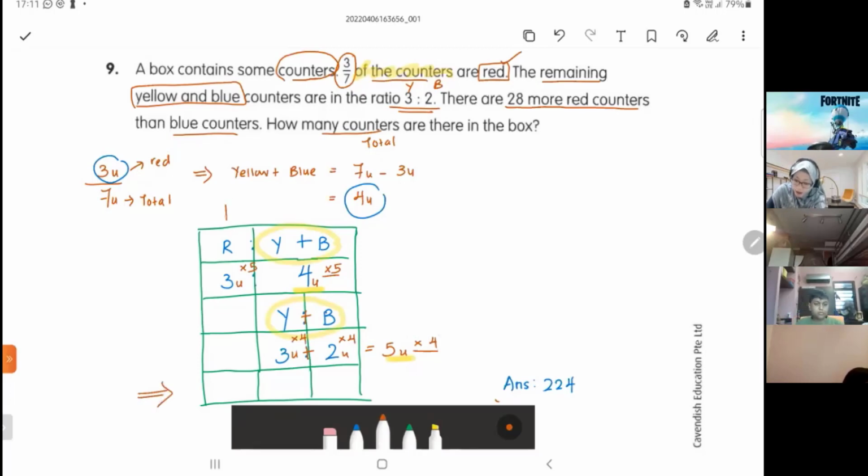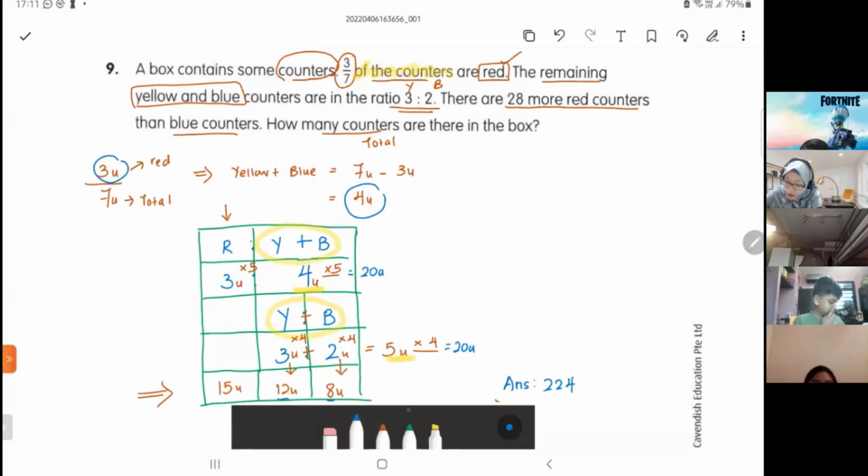Let's look at red. 3 times 5 is 15 units. Then here, this is the yellow. 3 times 4 is 12 units. This one, 2 times 4 is 8 units. Right? Let's check. 12 plus 8, does it give me 20 units here? Yeah. Does this give me 20 units here? Yeah. Okay. So like that.